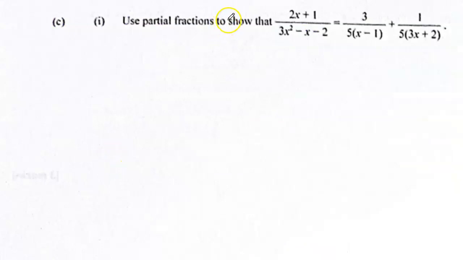Next, we're asked to use partial fractions to show that 2x plus 1 over 3x squared minus x minus 2 is equal to all of that on the right hand side. So what we can do is let 2x plus 1 over, and of course, we want to factorize the quadratic denominator, and the factors are given to us already.